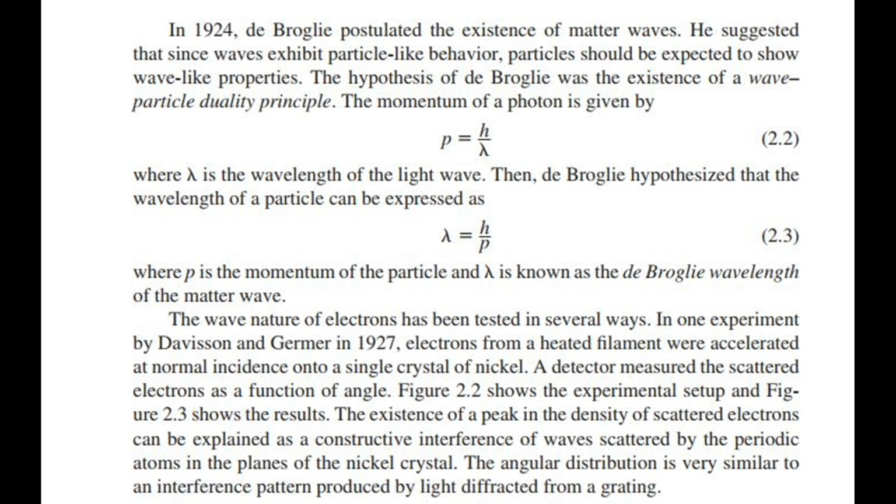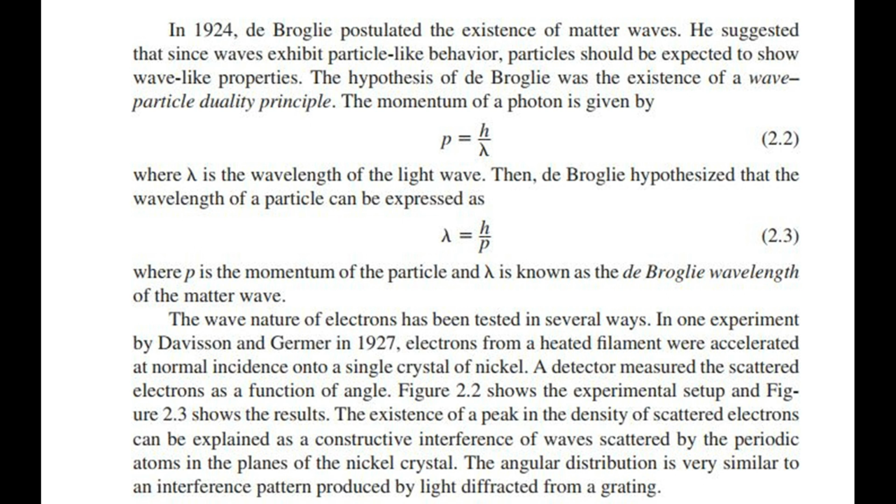The momentum of a photon is given by p = h/λ, where λ is the wavelength of the light wave. Then, de Broglie hypothesized that the wavelength of a particle can be expressed as λ = h/p, where p is the momentum of the particle and λ is known as the de Broglie wavelength of the matter wave.